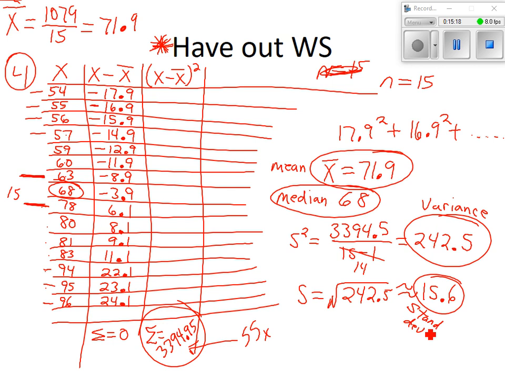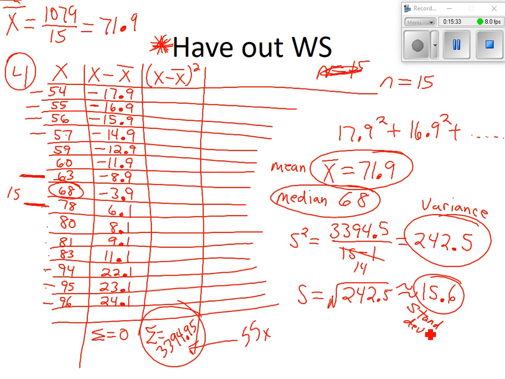Is that the bell curve we talked about last time? Yep. This is the bell curve, or the empirical rule. So that's the empirical rule.